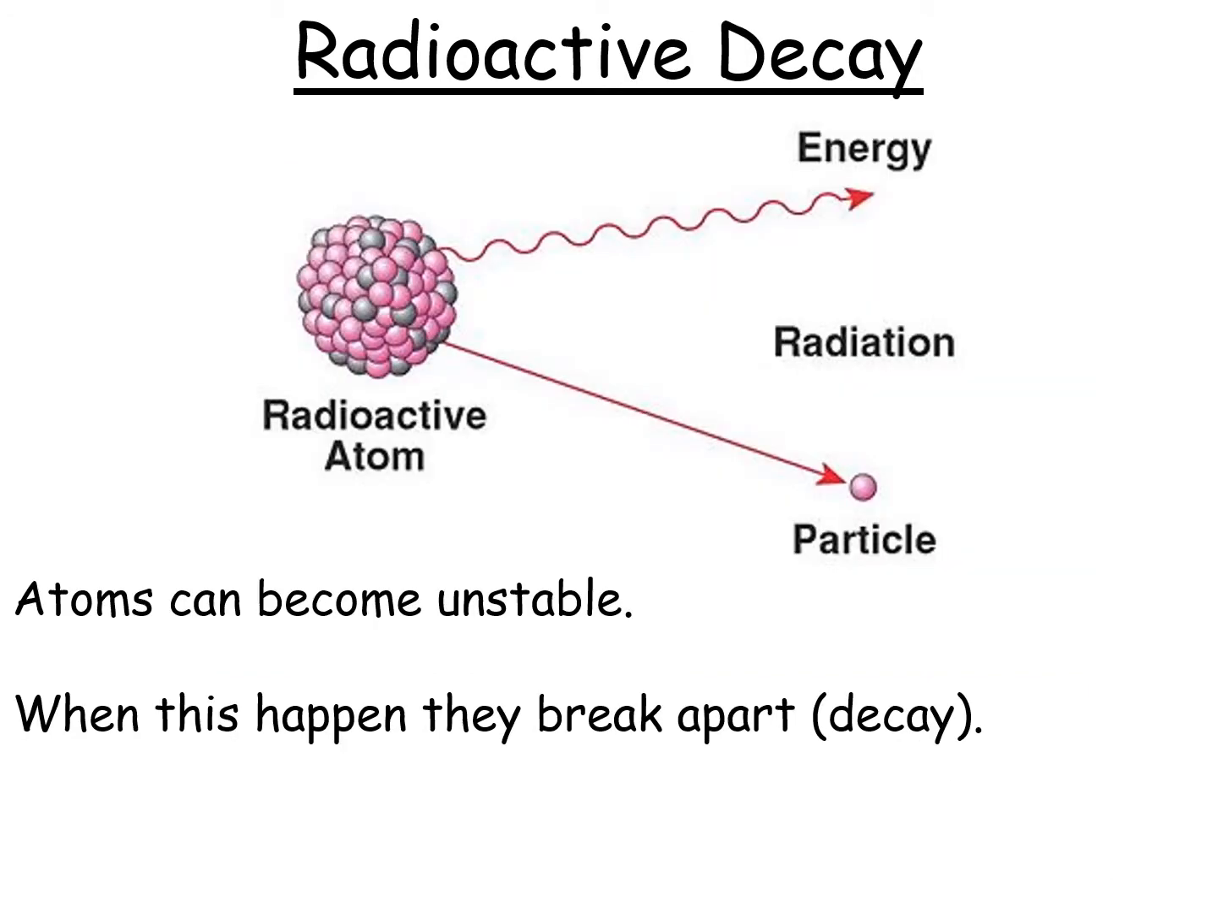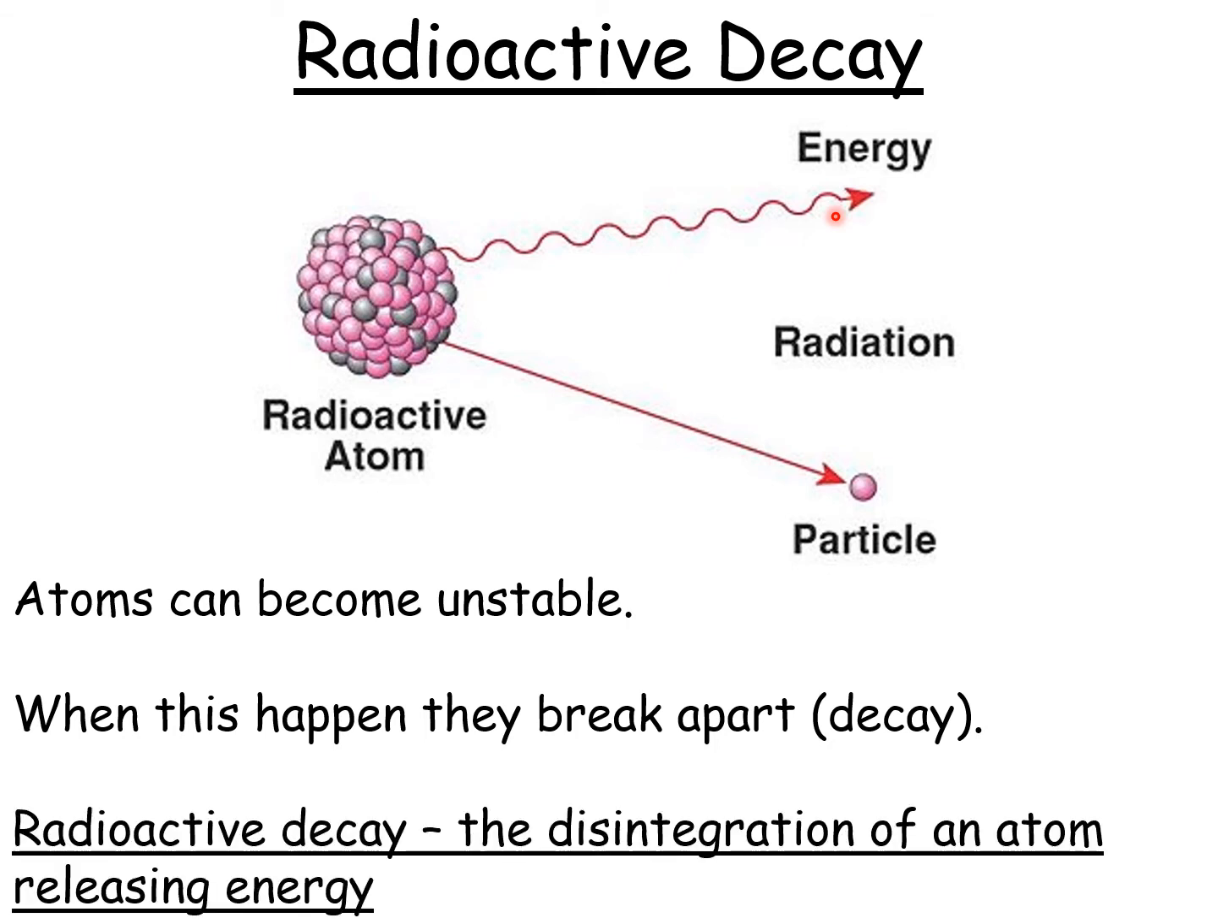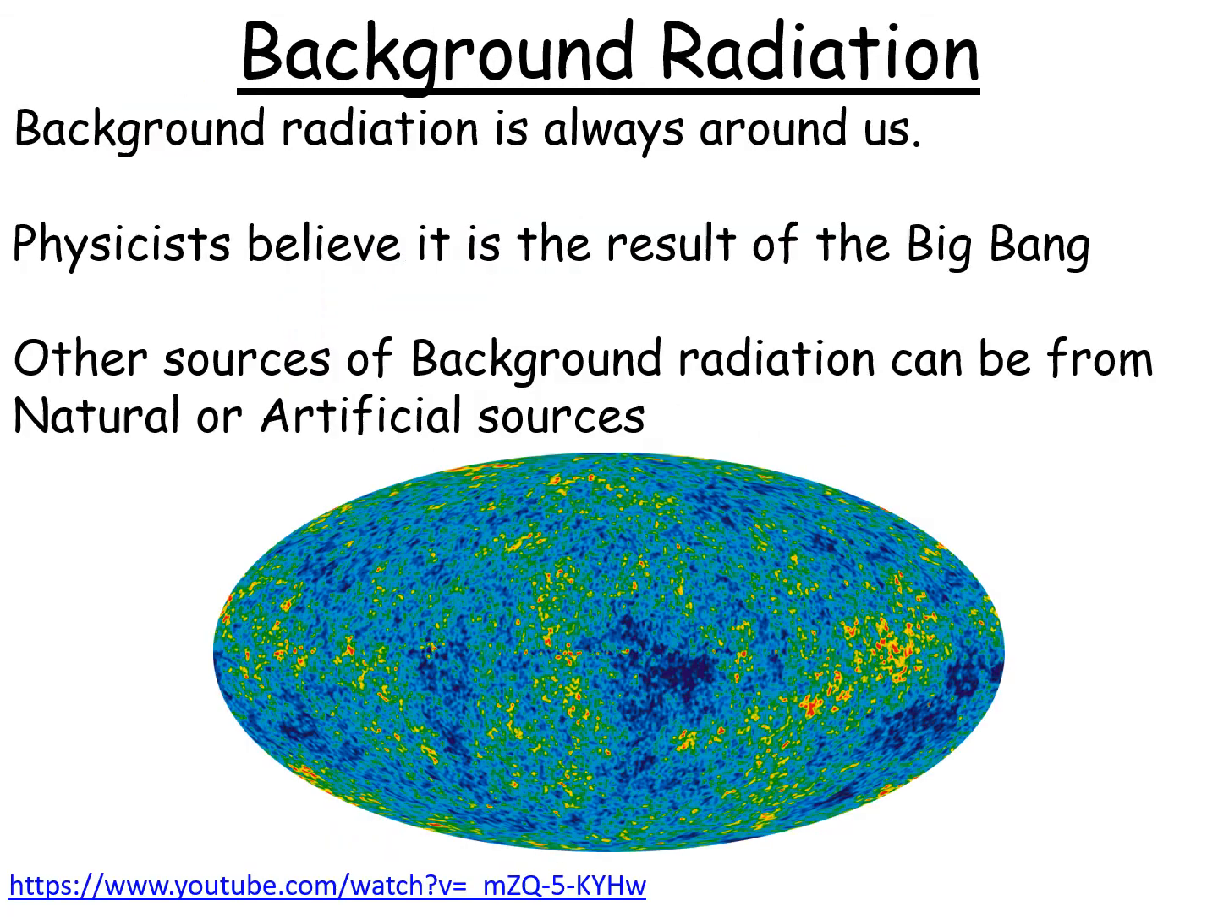Okay, so what is radioactive decay? Well, radioactive decay comes from atoms, and it happens when an atom becomes unstable. When this happens, it breaks apart, and we call this a decay. When it decays, you get new particles being formed and radiation being released. So this is where radiation comes from. The formal definition is that radioactive decay is a disintegration of an atom releasing energy. This is something that I want you to take down in your notes.